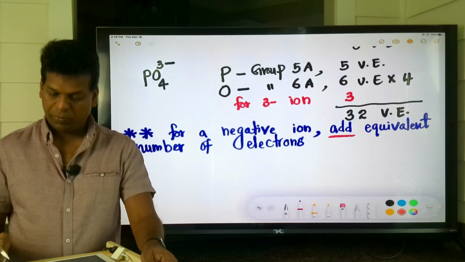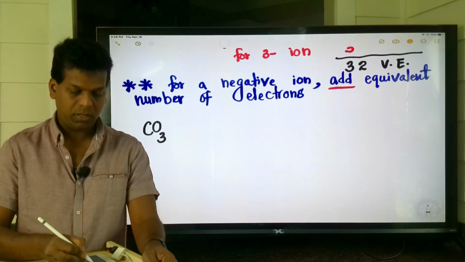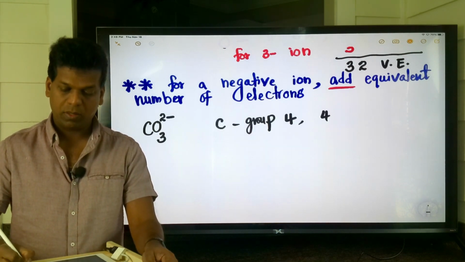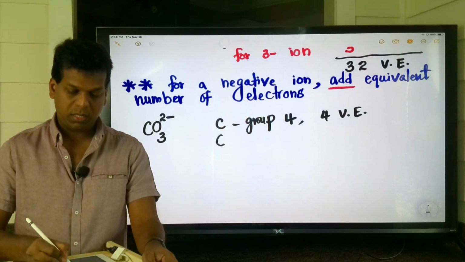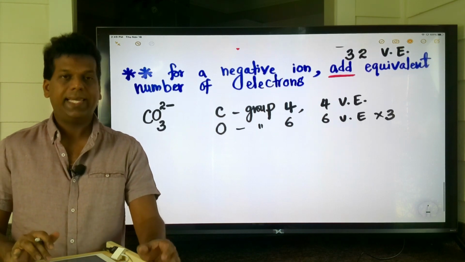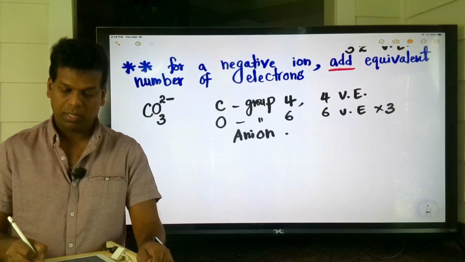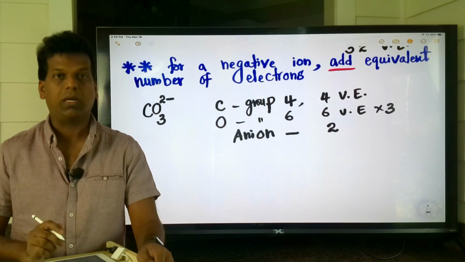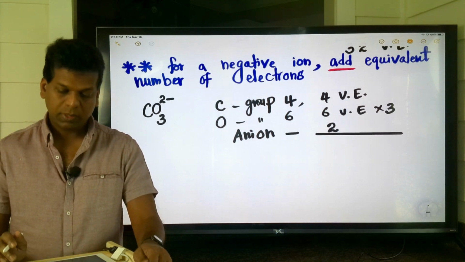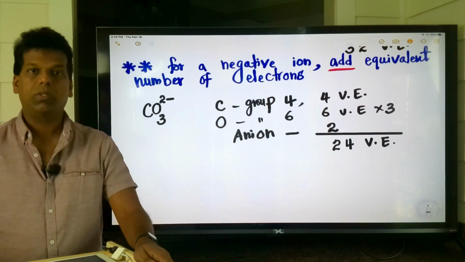Let's do a couple of examples just to make this point. Let's take this ion, carbonate, CO3 2-. Carbon is in group 4, 4 valence electrons, we know that by now. Oxygen is in group 6, 6 valence electrons, and there are 3 oxygens in the molecule. This carbonate is a negative ion, so we have to take that into account. For the ion, we add 2 electrons because it is a negative ion and the charge is 2. So the total is going to be 18, 20, 24. So the carbonate polyatomic ion has 24 valence electrons.